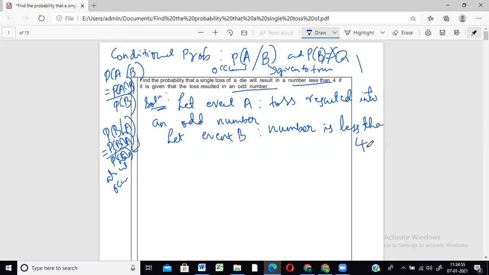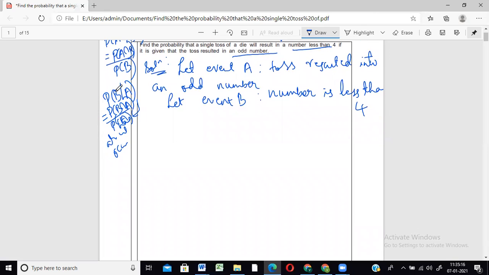Now, when you read the statement of the question properly, they're telling you about the number being less than 4 if it is given that the toss resulted in an odd number. So this is something which is already given to be true, right? That it is an odd number. So how do we write this in the conditional probability form?